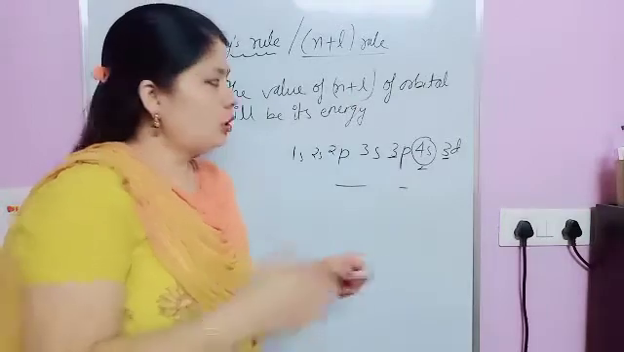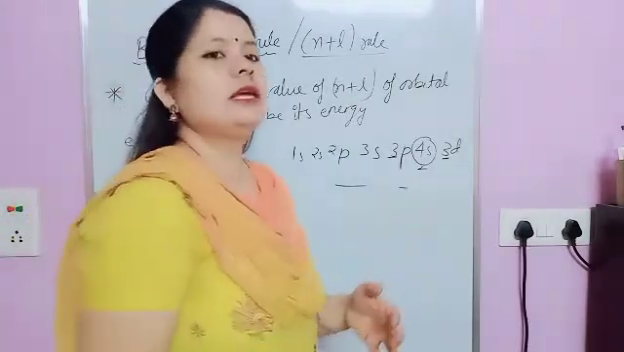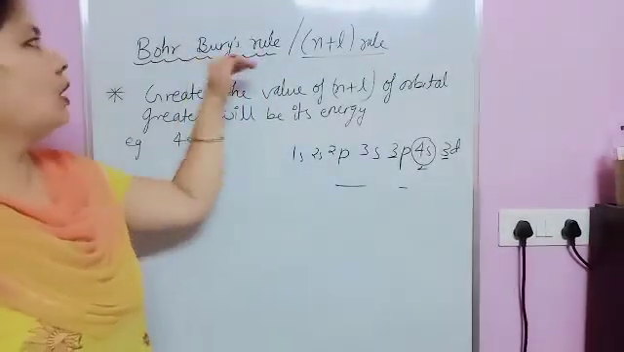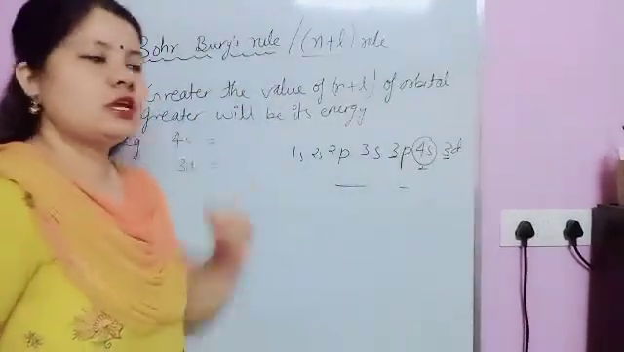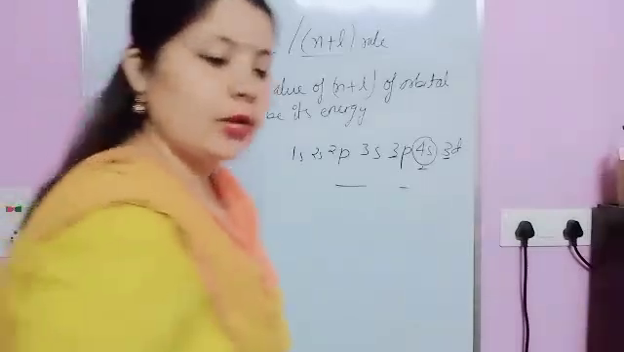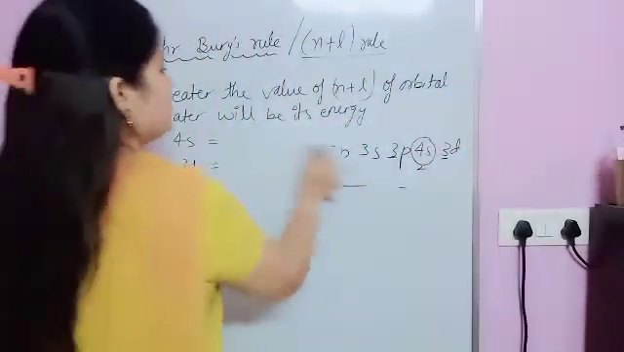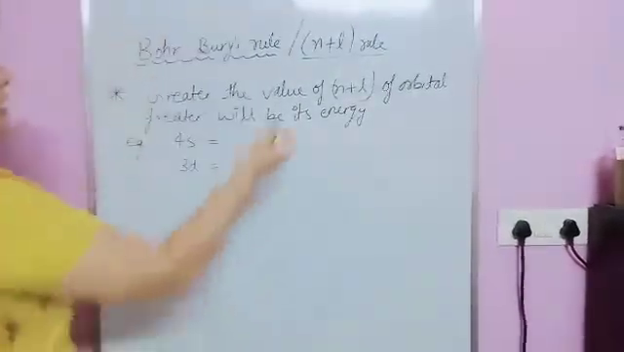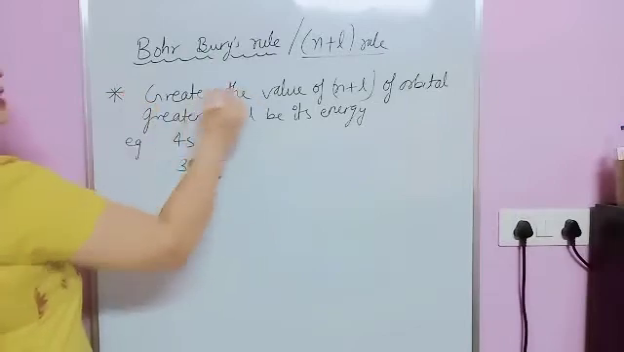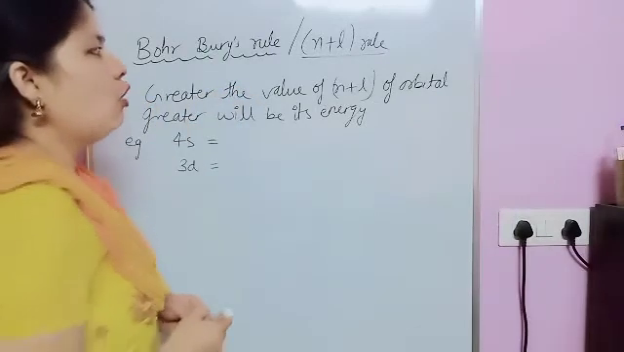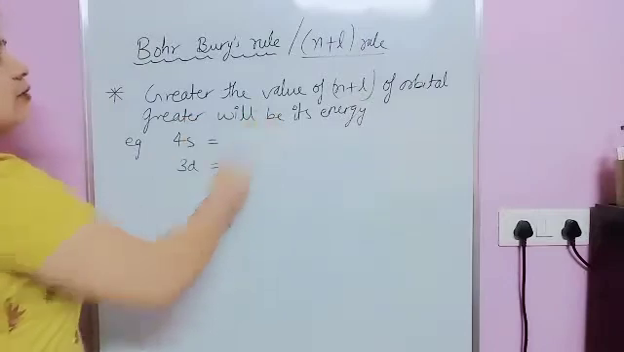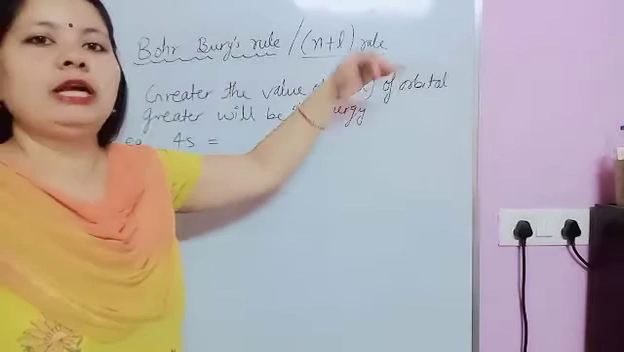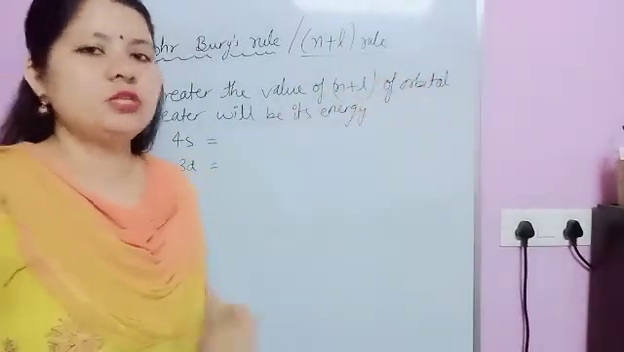Okay, तो to sort out this problem या इसका reason देने के लिए कि क्यों भरा है, there is a Bohr Bury rule, or either you can say N plus L rule. Okay, according to this rule, just see simple thing, greater the value of N plus L of orbital, greater will be its energy. Means जितनी ज़्यादा n plus l की वैल्यू होगी, एनर्जी भी उतनी ज़्यादा होगी.